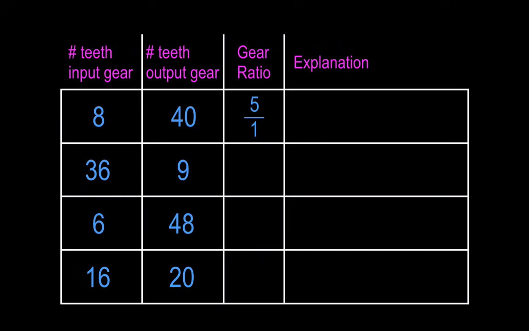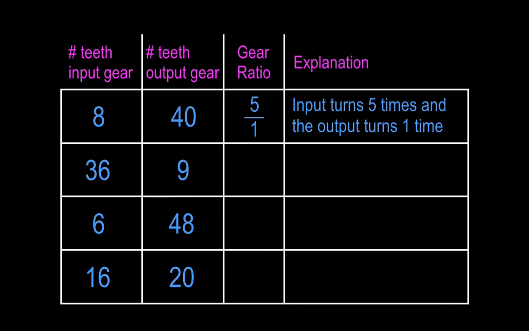So that's the first step you're going to do, and you can see you're going to do this for the rest of the problems. Then you're going to write an explanation. For this particular problem, it's saying the input turns 5 times, and the output turns 1 time. So the input is always the top of the gear ratio, how many times that will turn, and the bottom is always the output gear, how many times that will turn. So try to set up and simplify these equations.